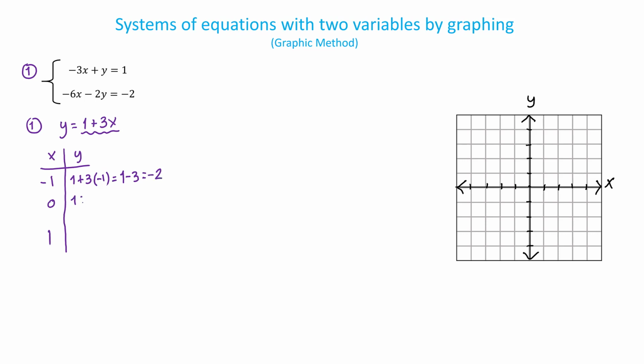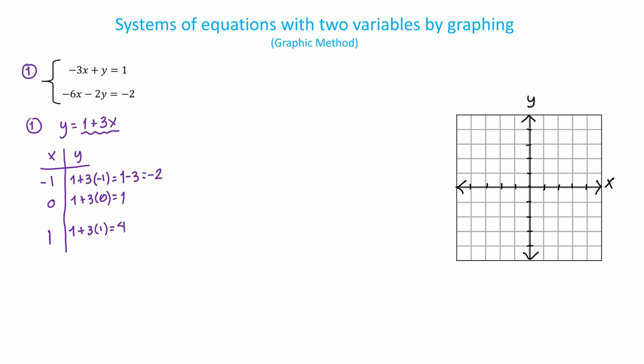Now 1 plus 3 times 0. 3 times 0 is 0, so that's 1 plus 0, that's 1. Now 1 plus 3 times 1. That's 3 times 1 is 3, so that's 1 plus 3, that's 4.